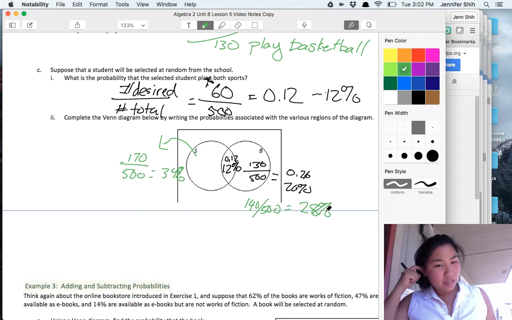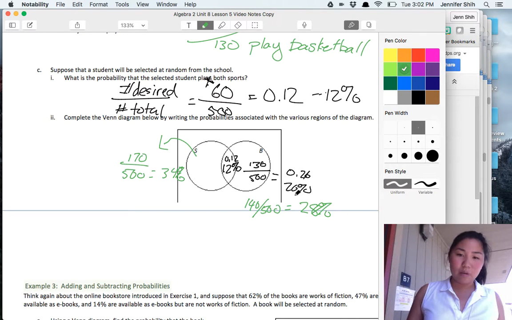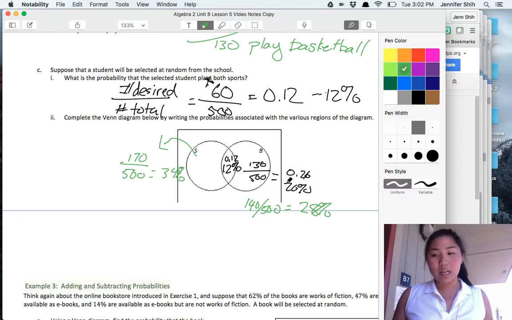All right. You can check your work on your calculator, and especially if you can't read this, then definitely double check your work. And then we have one more video.